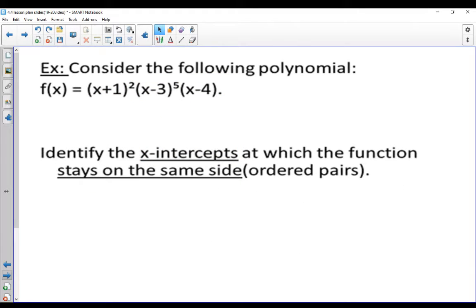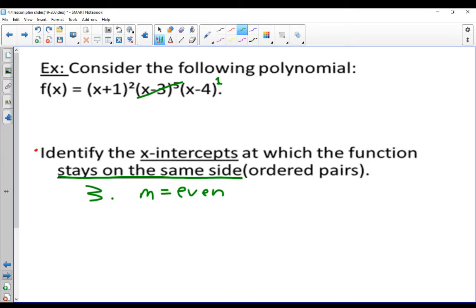Now, same equation. Now, we are going to identify the x-intercepts at which the function stays on the same side. Look at your key points. This is key point number 3, where we're looking for when m is even. If you look at your multiplicities, this one doesn't count, this one doesn't count. This is the only one where the multiplicity is even.